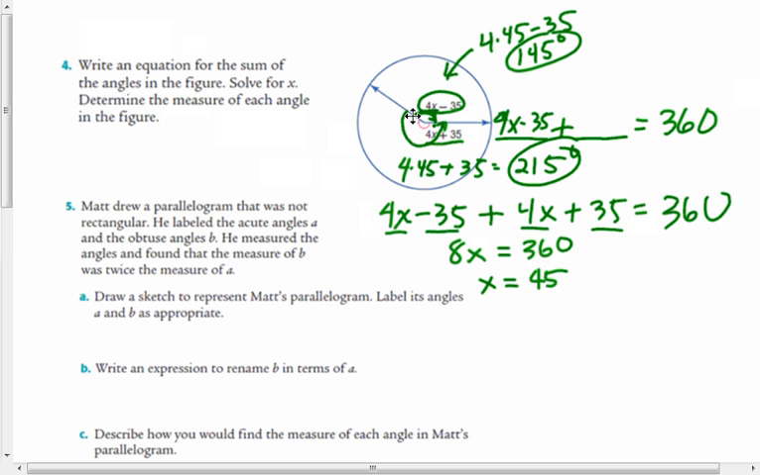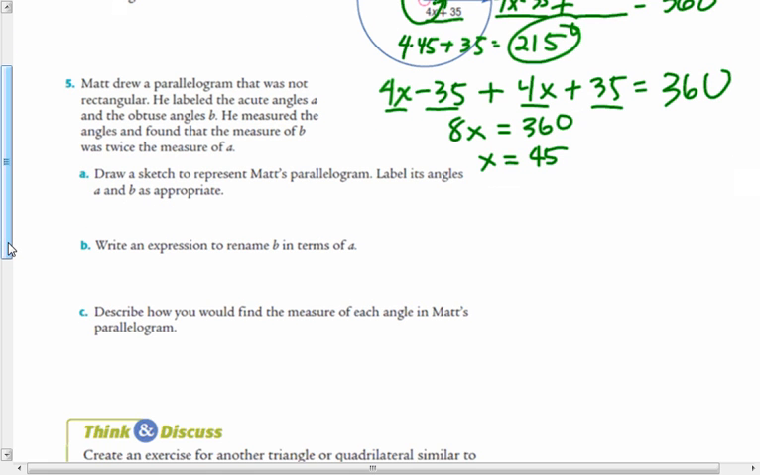All right, let's try another one here. It says Matt drew a parallelogram that was not rectangular. He labeled the acute angles A and the obtuse angles B. So let's go ahead and draw a parallelogram, maybe something like that. The acute angles he called A, so that would be this one and this one. And the obtuse angles are B, this one and this one.